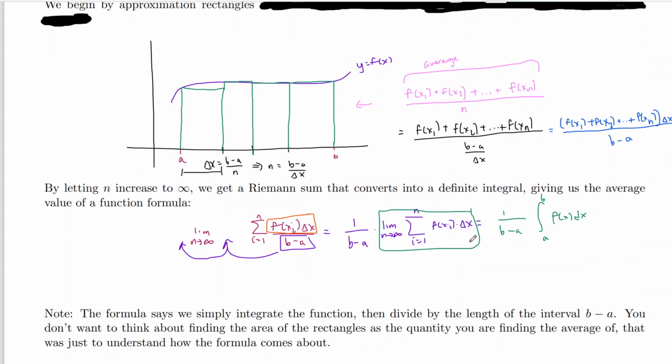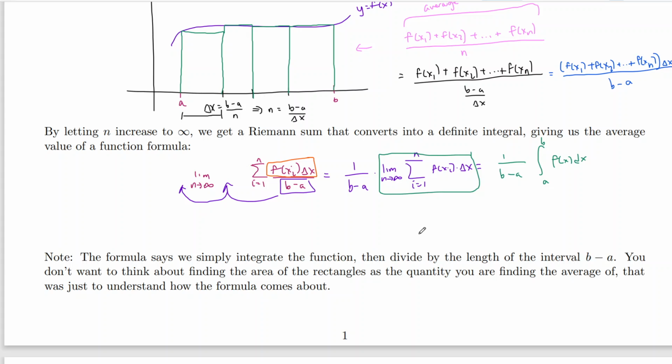All right, so what this is saying is that in order to figure out the average value of a function, you just integrate the function from a to b, and then you divide by the length of the interval, which is b minus a. And it really isn't any more than that. So we don't really think about finding the areas. We think about just using the areas as a reference point for understanding where this n and the delta x and b minus a actually come from.